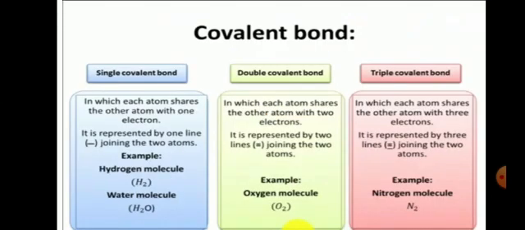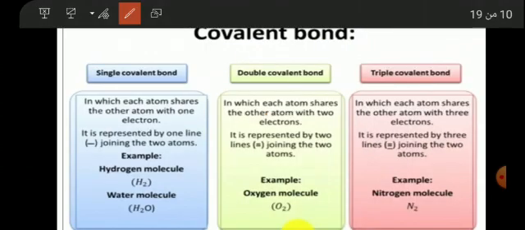Number 1, single covalent bond, in which each atom shares the other atom with one electron. Double covalent bond, in which each atom shares the other with 2 electrons. What about triple? Each atom shares the other with 3 electrons. So single covalent bond, each atom shares the other with 1 electron; double, 2 electrons; triple, 3 electrons.